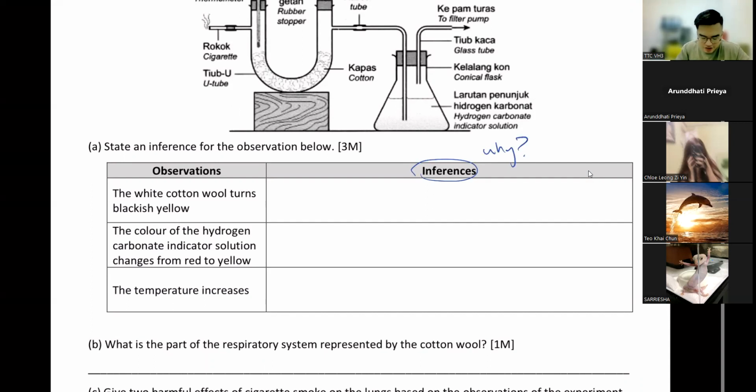So let's just look at the first observation. The white cotton wool turns blackish yellow. This thing will turn black. Why? Why will this cigarette turn the cotton yellow? Anyone? I know. Because it contains? Yes, very good. Shafi, that's the answer I want. Because cigarette contains tar. The black colored stuff is the tar. So, rokok mengandungi tar. Cigarette has tar.